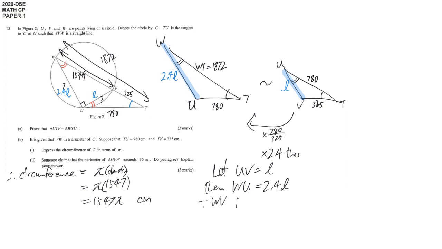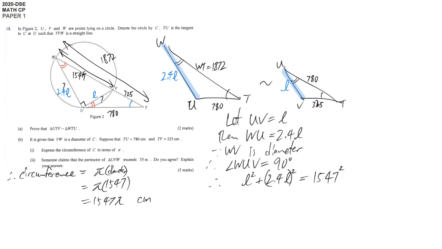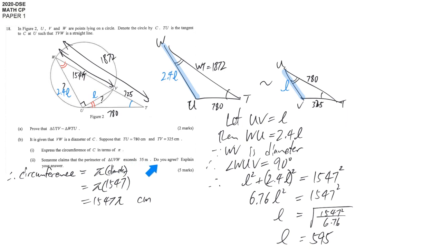since WV is the diameter, therefore we know that angle WUV is equal to 90 degrees. So we can apply the Pythagoras theorem. L squared together with (2.4L) squared is equal to 1547 squared. So in total 6.76 L squared is equal to 1547 squared. We get L = 595. And then what it's asking about is the total perimeter.